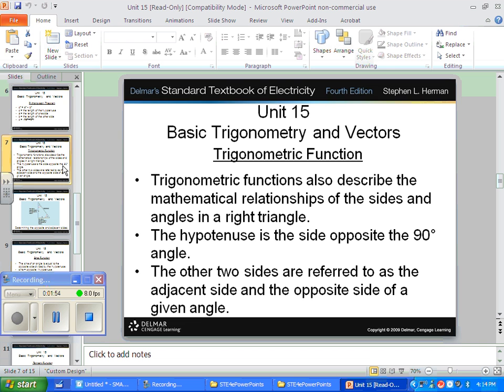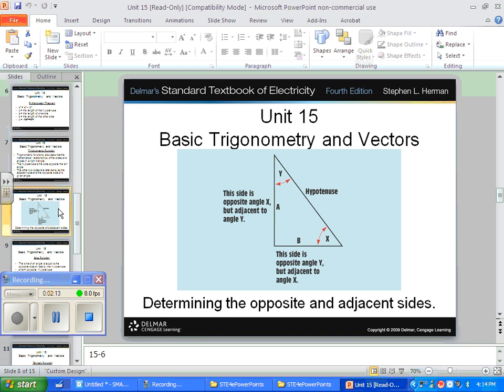Trigonometric functions also describe the mathematical relationships between the sides and angles of a right triangle. The most important thing in this class, in my opinion, or one of the most important things, is that right there. The relationships of the sides are the sine, cosine, and tangent. They are what we call functions. Now this is drawn backwards to me, so we're going to draw it the other way.